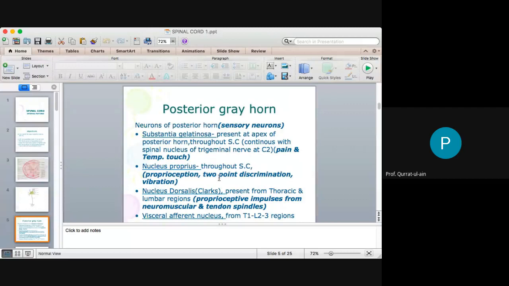The nucleus proprius is also present through the spinal cord. It is taking 2-point discrimination, proprioception, and vibration sense, right? And the nucleus dorsalis or Clark's neurons, these are the two names. They are present in the thoracic and lumbar region, and carry the proprioceptive impulses from the muscle spindles, right? The neuromuscular and the tendon spindles which are present in the muscles. And the visceral afferent nucleus is also present in the thoracic and lumbar regions of the spinal cord. All right.